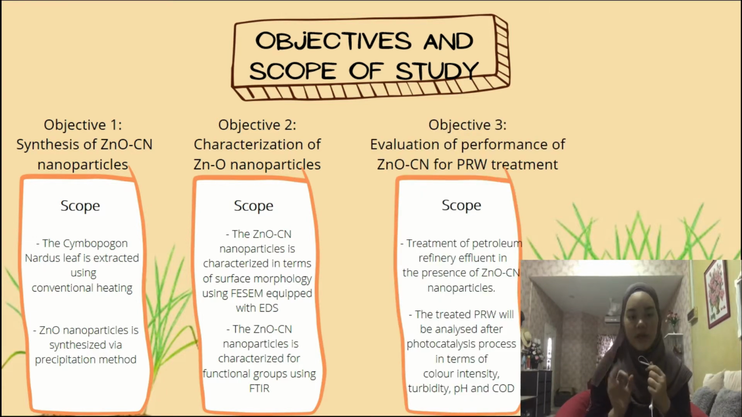Objective number 3 is evaluation of performance of ZnO-CN for petroleum refinery wastewater treatment. The scope is treatment of petroleum refinery effluent in the presence of ZnO-CN nanoparticles, and the treated petroleum refinery wastewater will be analyzed after the photocatalysis process in terms of color intensity, turbidity, pH, and chemical oxygen demand.